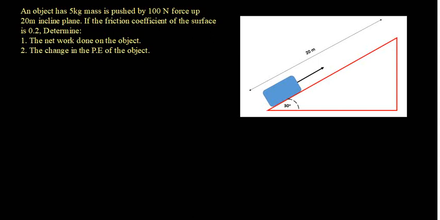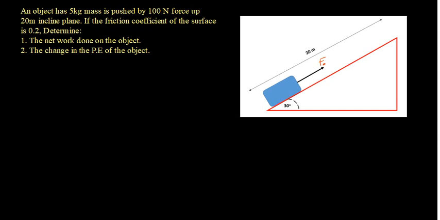All right, we can start with a few things. Now, this force here is the applied force, which is the 100 Newton, which is causing the motion to the top, right? When the question says there is a friction coefficient, that means there is friction on the surface. So this is a rough surface, and that will be the friction force. It's opposite to the motion direction, okay?